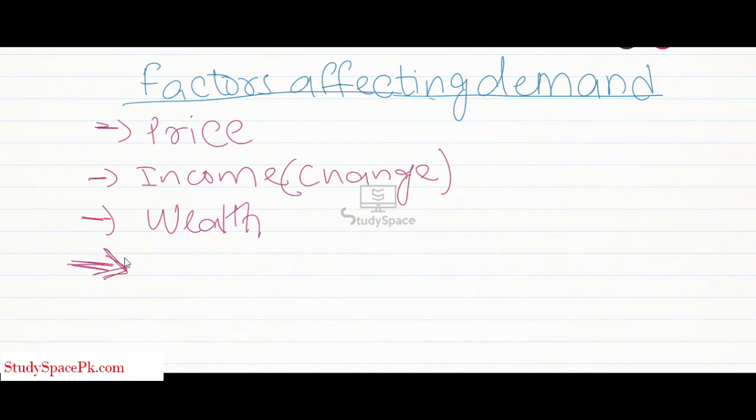Now another factor of demand would be the number of substitutes available. Right? So if there is a good which has so many substitutes available in the market, the demand for that good will be lower than the good for which there would be fewer substitutes available in the market.